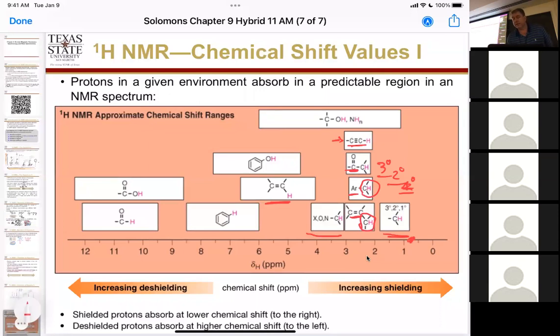And then things that are bonded to oxygen, nitrogen, or have halogens on them are in this 3 to 4 range. So that means the bromine was at 3.4. That was about right in the middle of that range. But that could be a nitrogen, an amine, an oxygen. So ethers and alcohols are going to show up here. The H on an alcohol or the H on an amine is in a really wide range. Why? The same reason they were broad in IR.